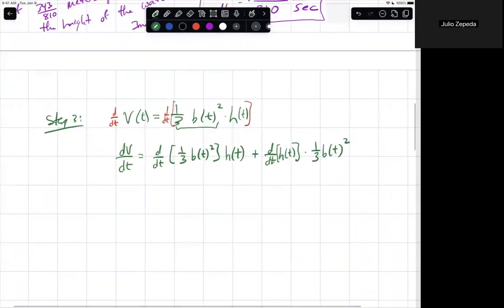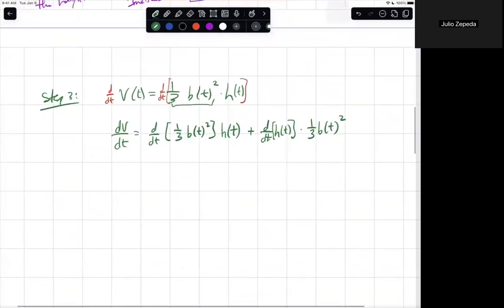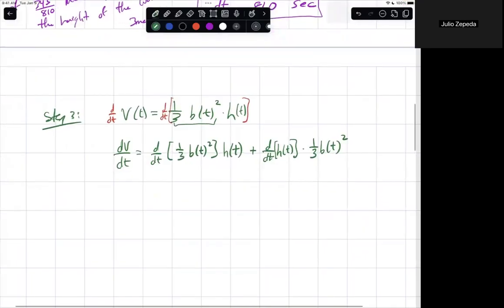So can it be done this way? Yeah, it can, but it's just a little bit more complicated, right? You can see the derivative is already more complex, but we'll continue just for the fun of it. The derivative is 2/3 b of t. And you can see how this b of t notation becomes a little bit cumbersome.